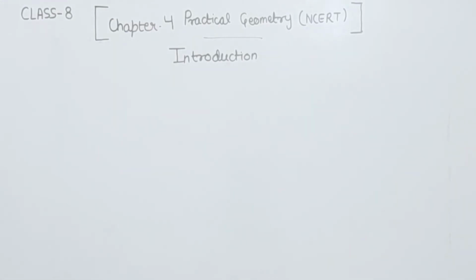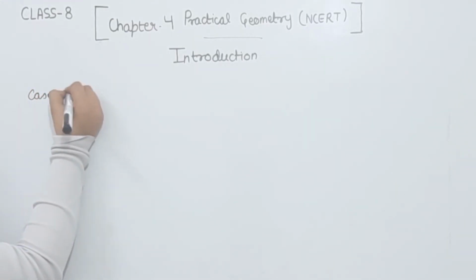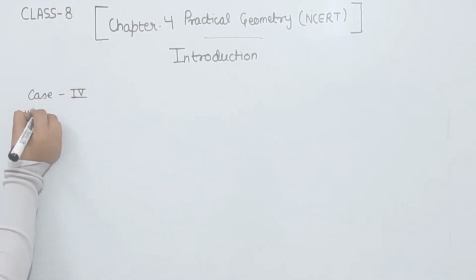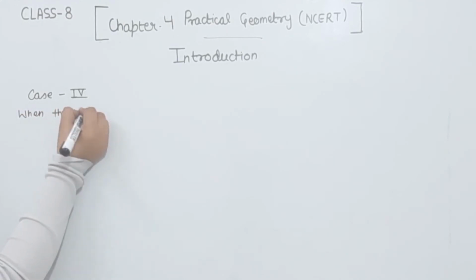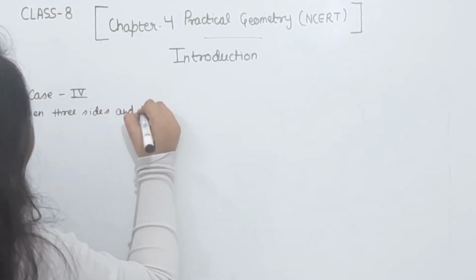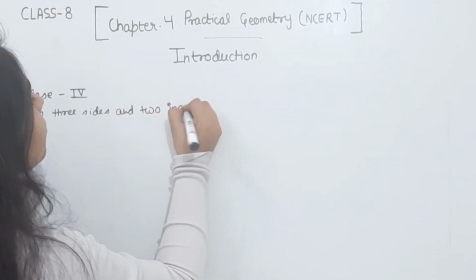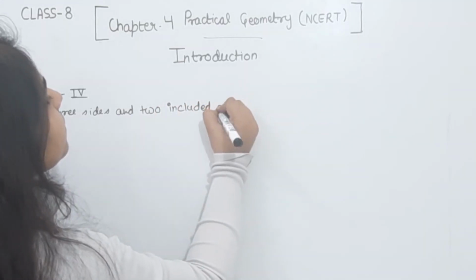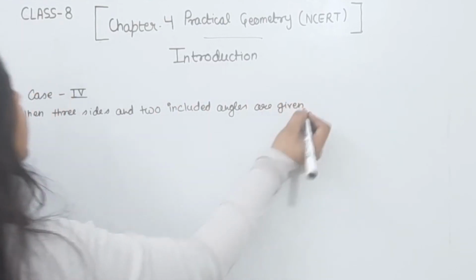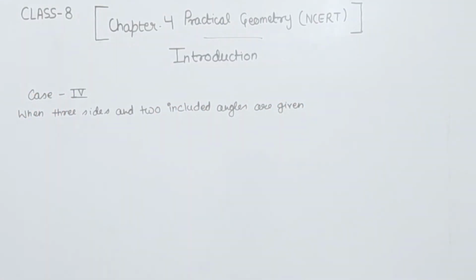Now we are going to take the case 4. In the case 4, when we are having 3 sides and 2 included angles are given. This is the case 4 we have. Now we are going to take an example. Let's take the example. ABCD is a quadrilateral we are having.